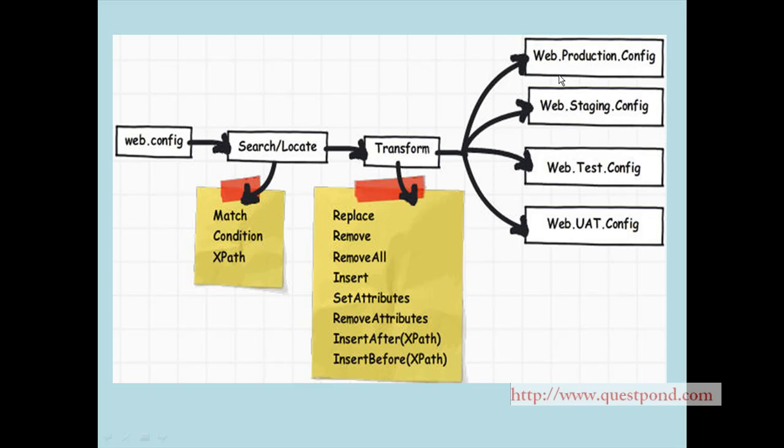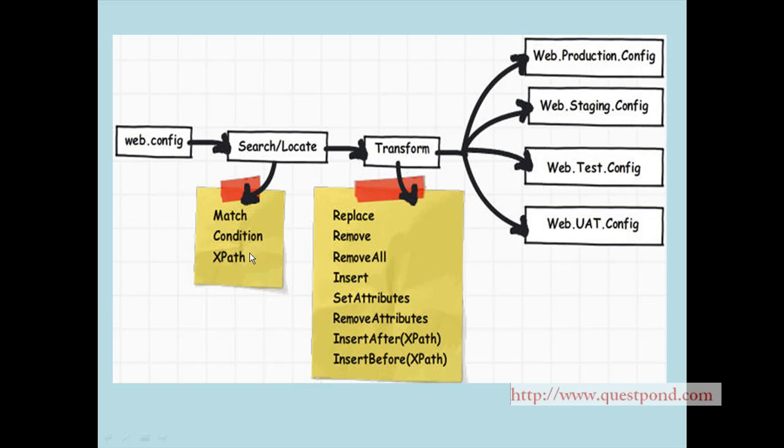In order to change your default Web.config file to your environment config file values, it's a two-step process. The first step is to search the Web.config file for the appropriate element. You have to locate that element, and once you've got it, you need to set the values. That means you need to transform the values. There are various functionalities provided by the Web.config transformation engine, which can help you search and transform your Web.config file elements and values.